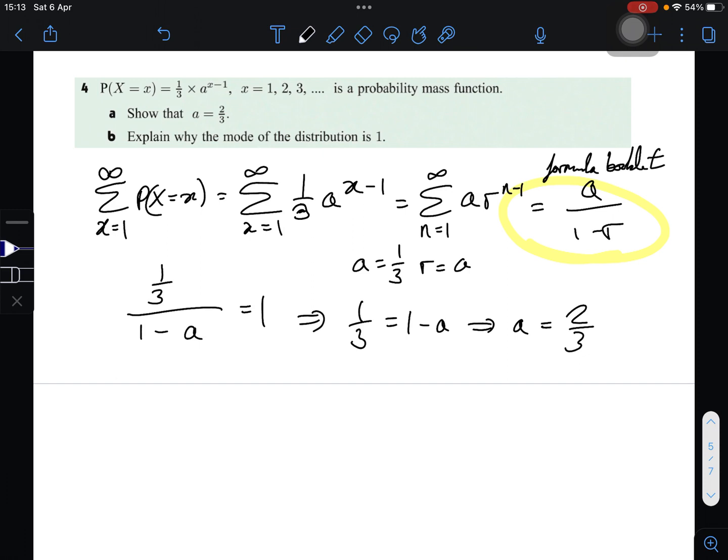Explain why the mode of the distribution is 1. Okay, let me think about it. Why would the mode of the distribution be 1? That's a really strange question. Why would the mode be 1?